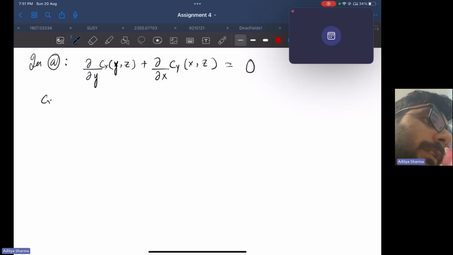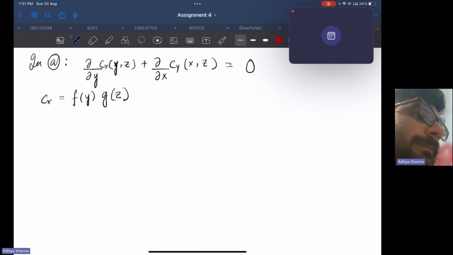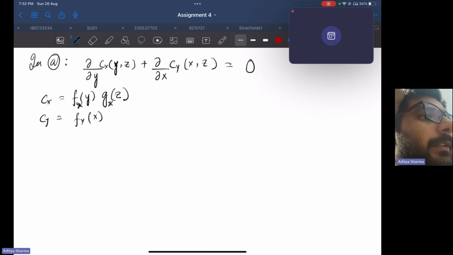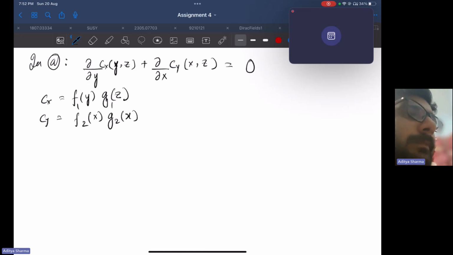Let me do this as a separation of variables. Cx is written as f1 of y, g1 of z, and Cy is written as f2 of x, g2 of z. And we'll find the conditions.